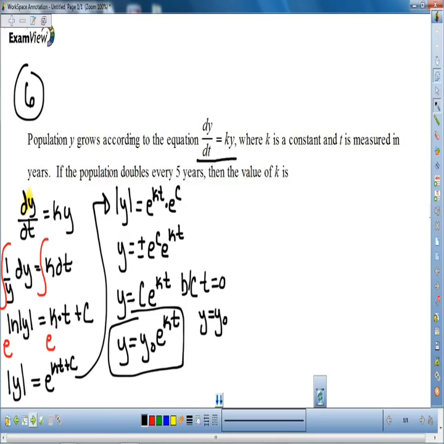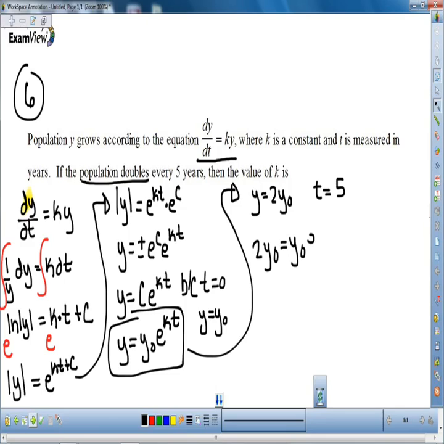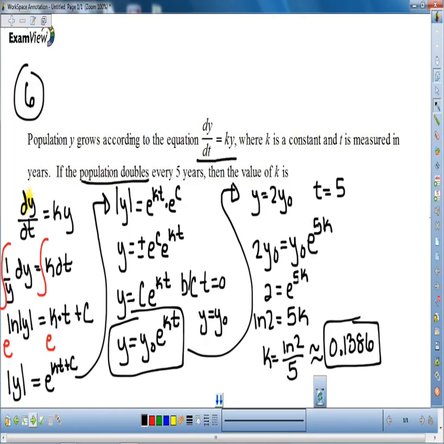So now the question was, find k if we know that the population doubles every 5 years. So when the population is 2 times y sub 0, we know t equals 5. If we substitute that in, we end up with 0.1386.